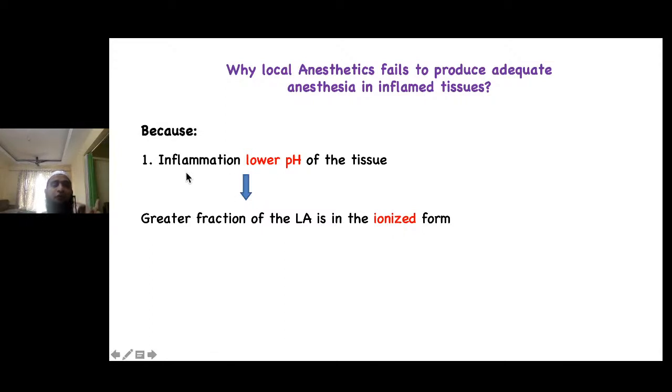But what happened due to inflammation? Inflammation lowered the pH of the tissue. As a result, a greater fraction of local anesthetic is present in ionized form. Since it is present in ionized form, it will not diffuse across the nerve fibers, and it will delay the block. It will delay the local anesthetic action. So this is what happens due to the inflammation.